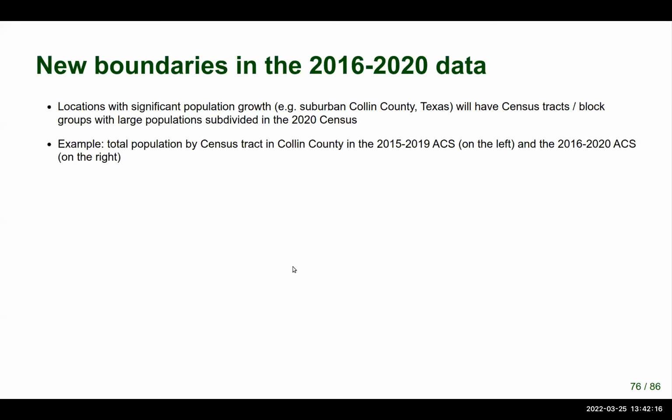And so if you have a really fast growing area, like suburban Collin County, Texas, which I'll show in the next slide, outside of Dallas, you're going to have some census tracts that went from maybe 4,000 people in 2010 to 20 to 25,000 people in 2020 because a whole bunch of new subdivisions were built there. And so now you have a census tract that at 2020 geographies has 20,000 people. And if you're optimizing each tract to have about 4,000 people in the 2020 definition, it's probably going to be divided up into 5 census tracts now.